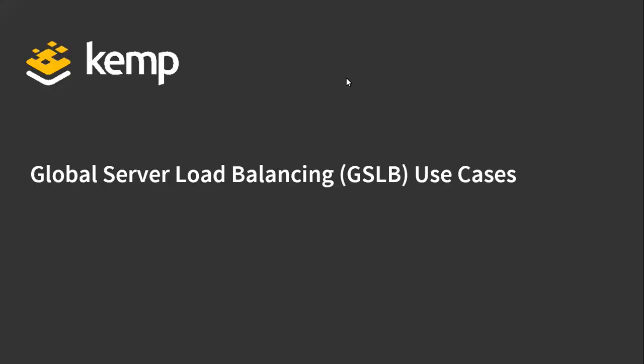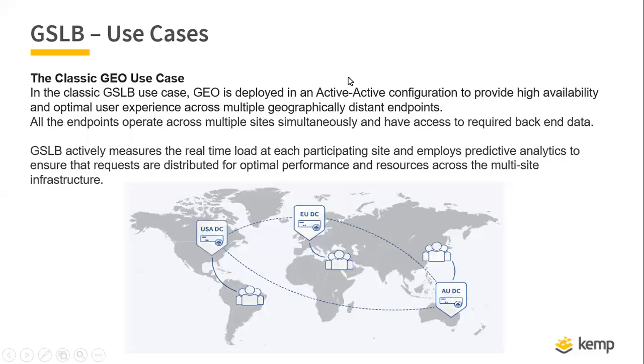So next will be the GSLB use cases. The first use case is the classic one, because a lot of customers use this GSLB to deploy in active-active mode. That means, for example, they have deployed inside the US, another in Europe, and another in Asia Pacific. If the users would like to have active-active, we can help them optimize the user experience across multiple geographically distant endpoints.